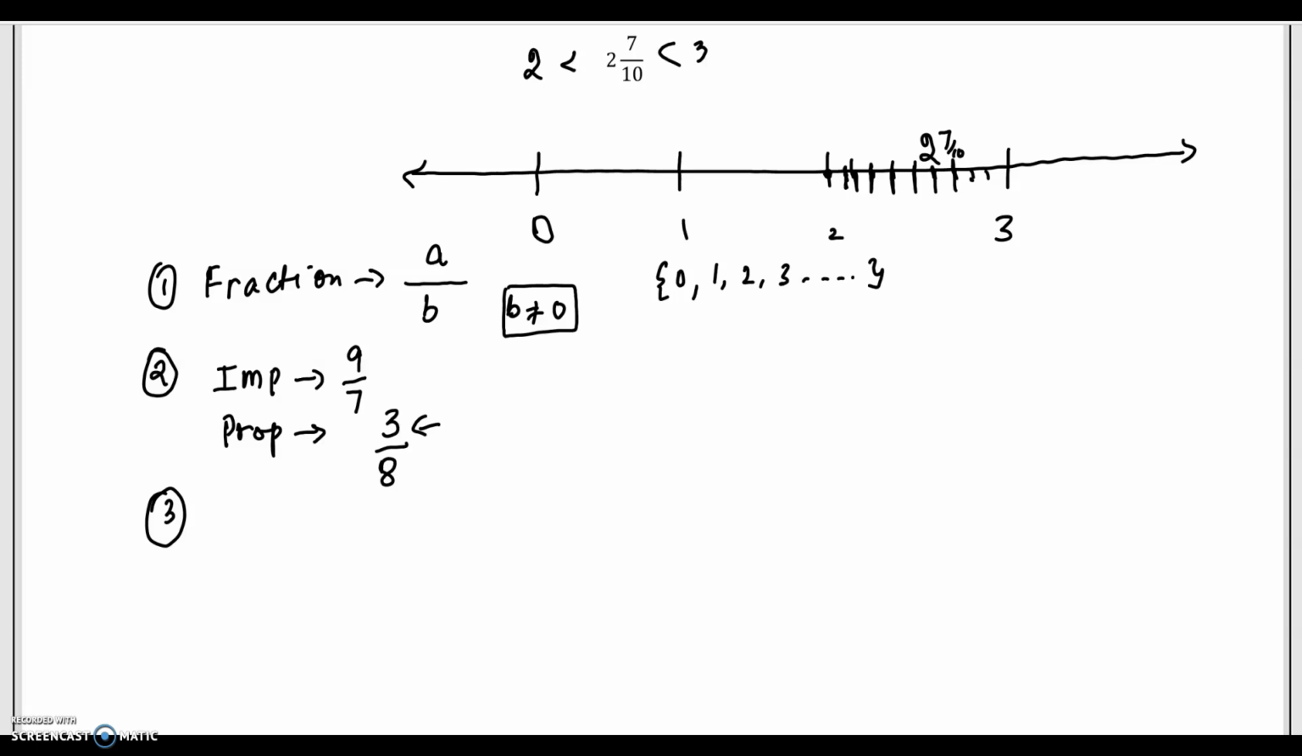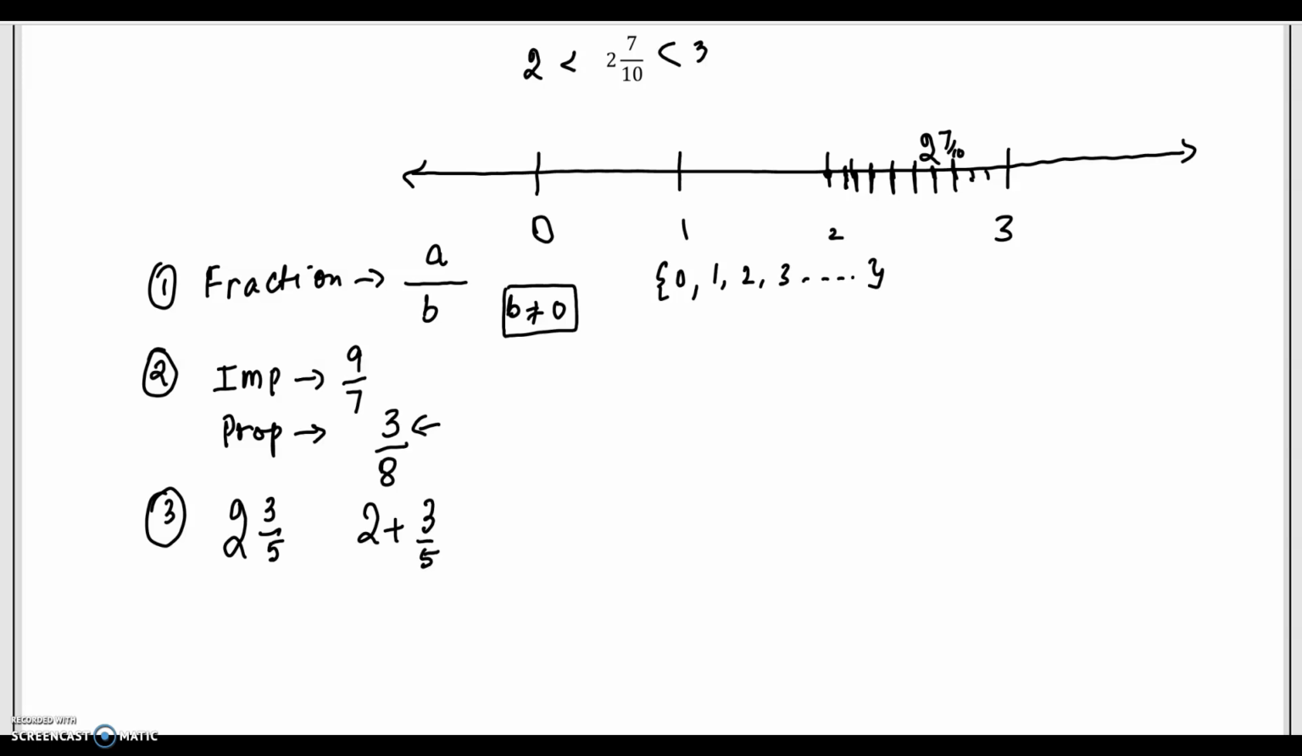Next, mixed numbers. We have 2 and 3/5, for example. So what is a mixed number? It's 2 whole and 3/5 more. So it's like 2 plus 3/5.